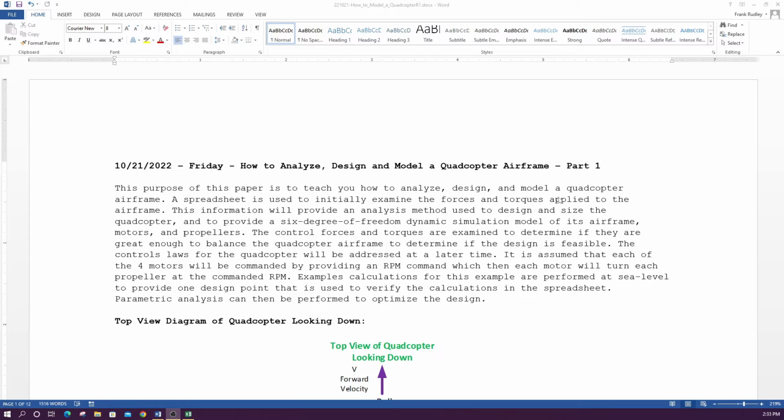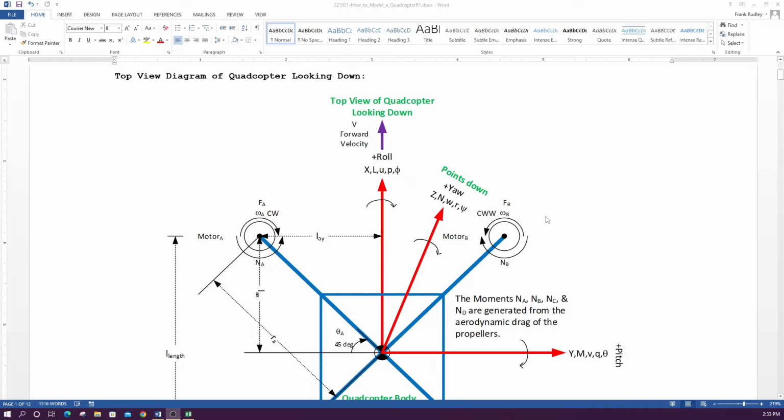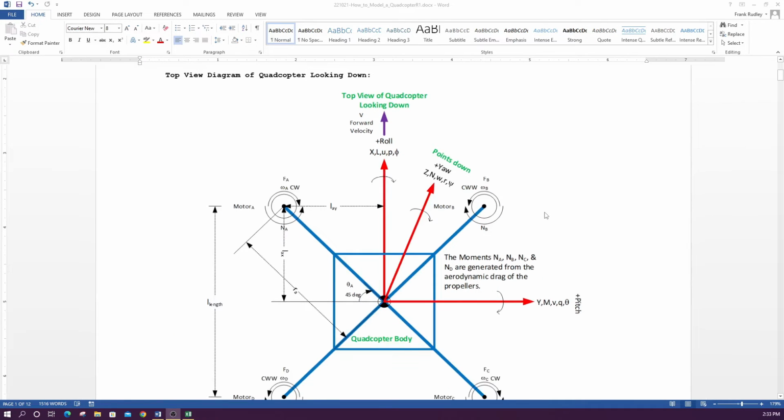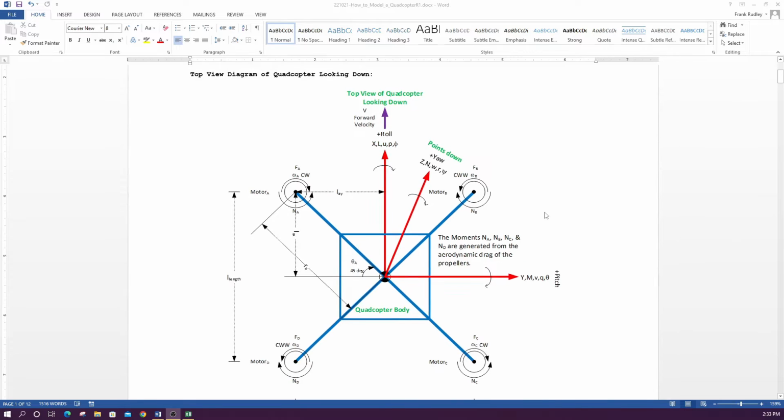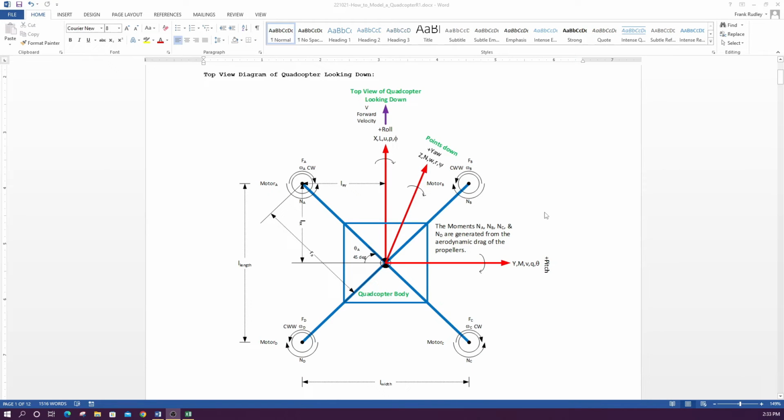So one of the first things to do is to draw a diagram to understand the physics of the quadcopter. I made a diagram, and this is a top view, as if your head is in the sky looking down onto the airframe. The blue lines here represent the airframe, so it's basically an X over here. We have some axes here shown by the red lines.